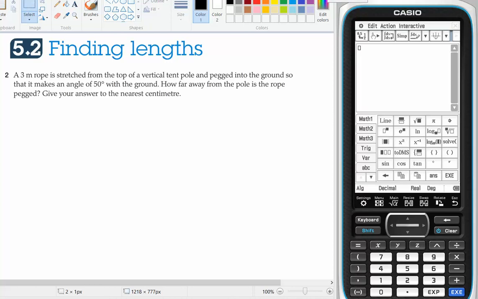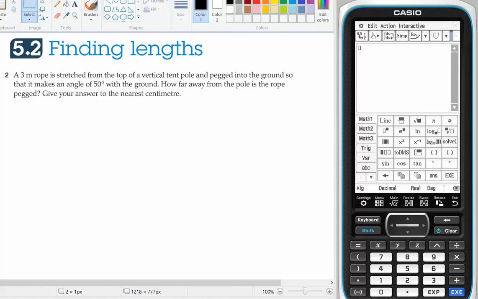This is for Year 10 General Pathway. It's Trigonometry 5.2 question number 2. A 3 metre long rope is stretched from the top of a vertical tent pole and pegged into the ground so that it makes an angle of 50 degrees with the ground. How far away from the pole is the rope pegged? Give your answer to the nearest centimetre.